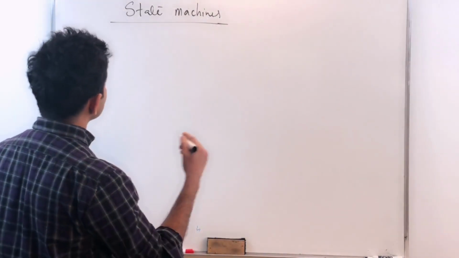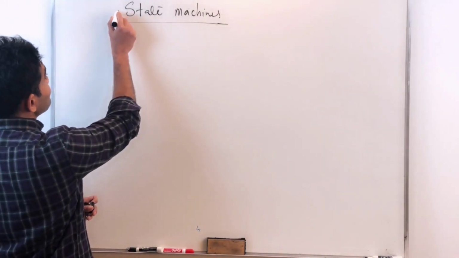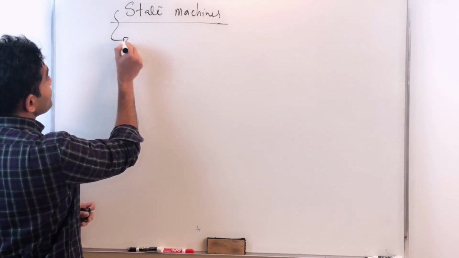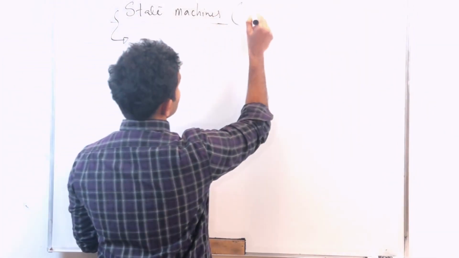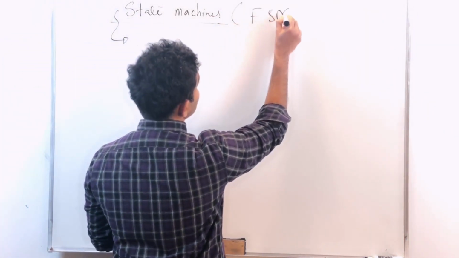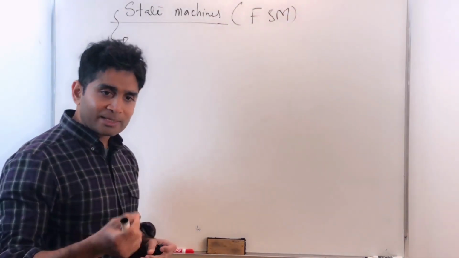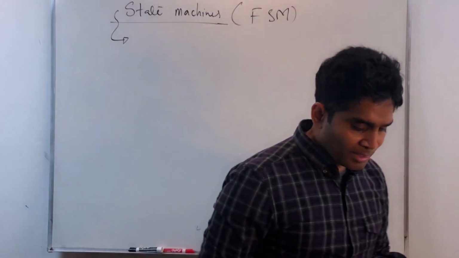So what are the characteristics of a state machine? In the last class, we looked at finite state machines, which are called that because we are dealing with state machines that consist of a finite number of states.